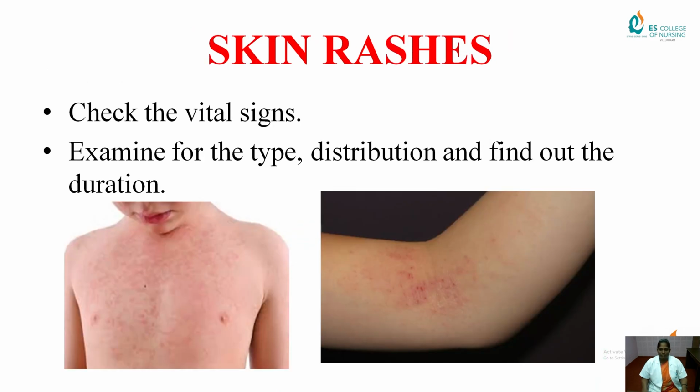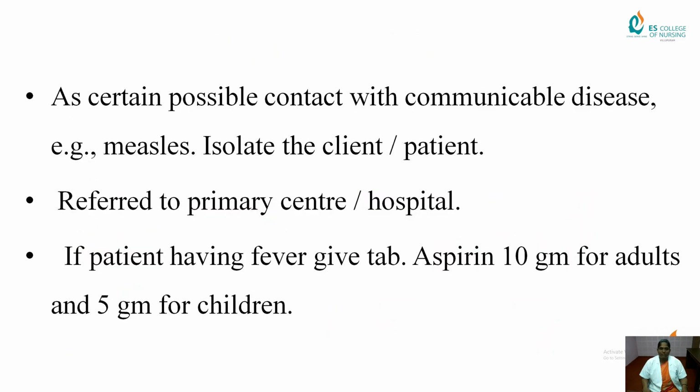Next, skin rashes. If a child or any other person is affected with skin rashes, immediately check the vital signs. Examine the type and distribution of the skin rashes and find out the duration of the rashes. Ascertain possible contact with a communicable disease, for example measles. Then immediately isolate the patient and refer to the primary health center or nearby hospital. If the patient has fever, give aspirin tablet 10 grams for adults and 5 grams for children.